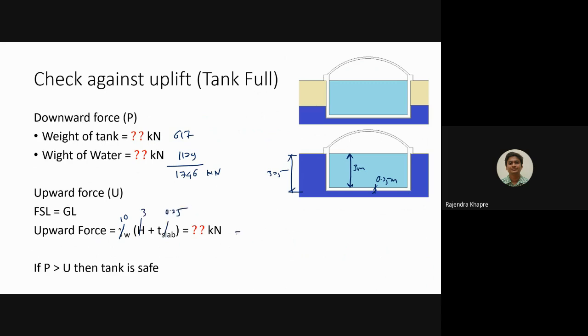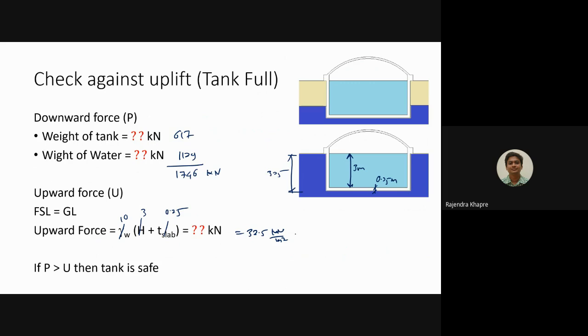So how much is this upward pressure, upward force? 10 into 3.25, that comes out to be 32.5. This is kilonewton per meter square. Okay, this is per meter square area.